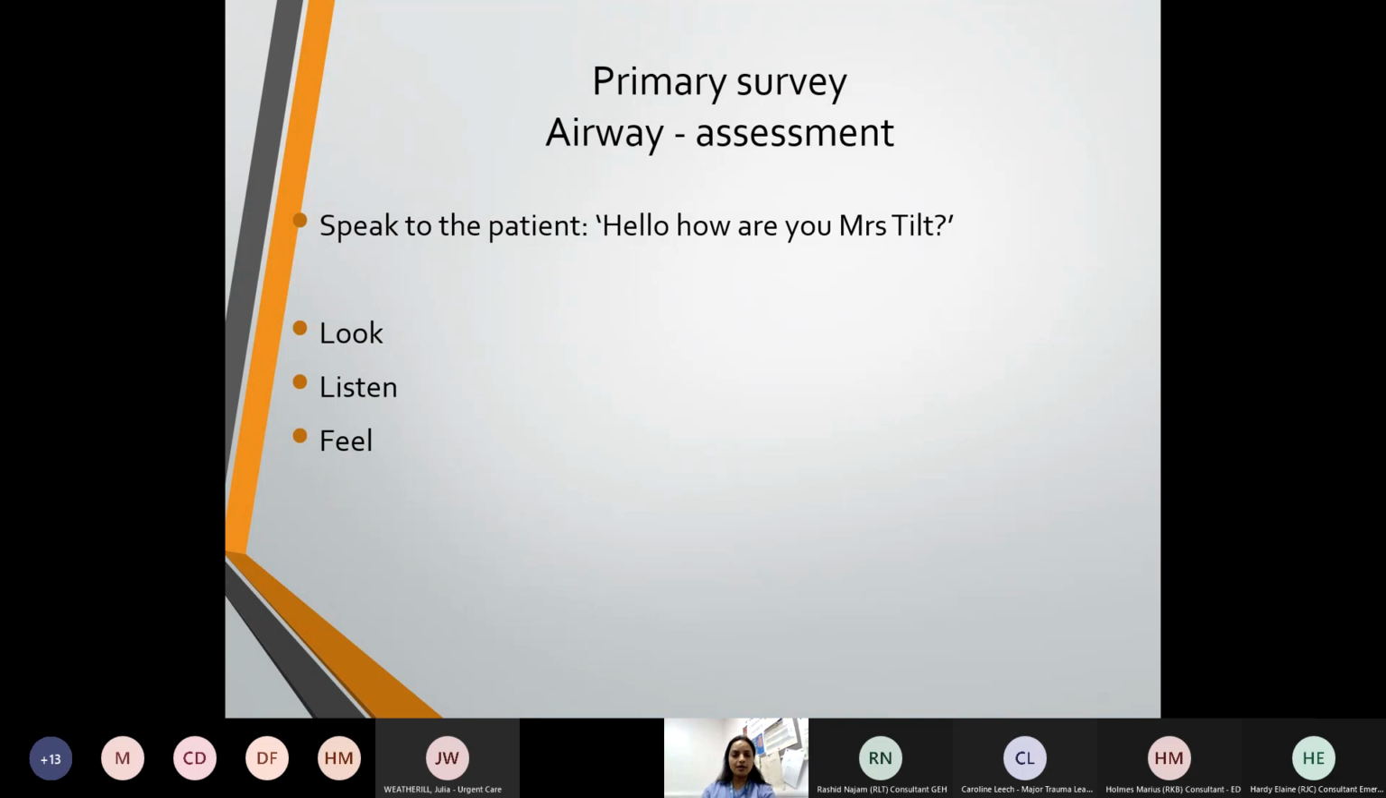When you're dealing with a pregnant patient, we are taught to say, hello, Mrs. Tilt, how are you? When you approach the patient, the one different thing you would do is put a wedge behind the back so that you reduce the aortocaval compression. And then the other primary assessment would be like any other non-pregnant patient: look, listen, and feel, and then you act accordingly based on what you find.